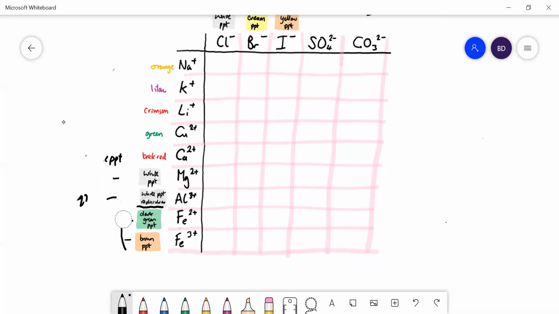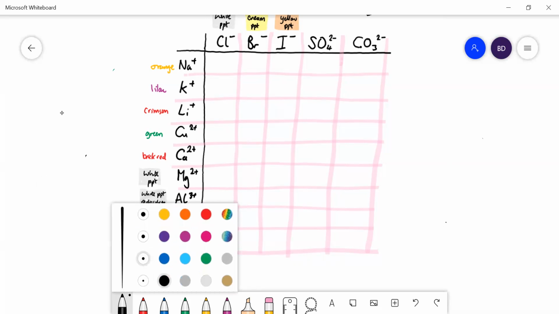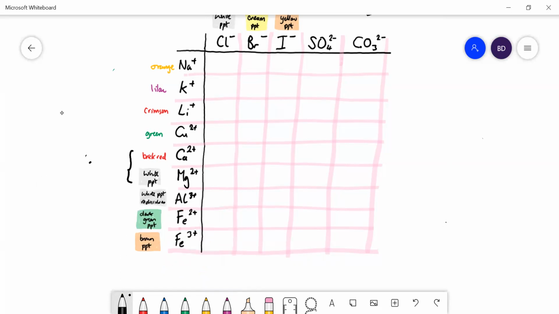The one that's a bit tricky is distinguishing between, of course, calcium and magnesium, because they both give you a white precipitate. But then you can resolve that by doing a flame test. Calcium will give you a brick red flame, and magnesium, no flame color at all. So that's the test for the positive ions.